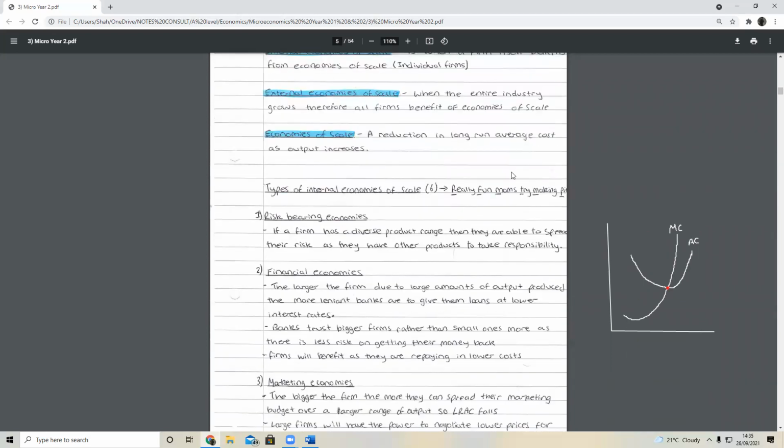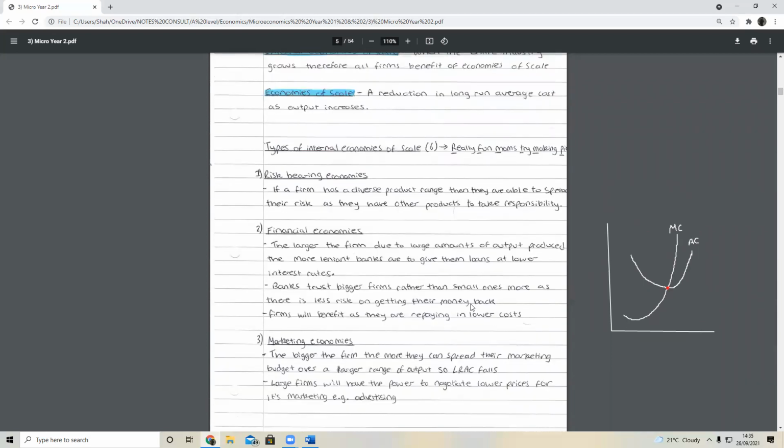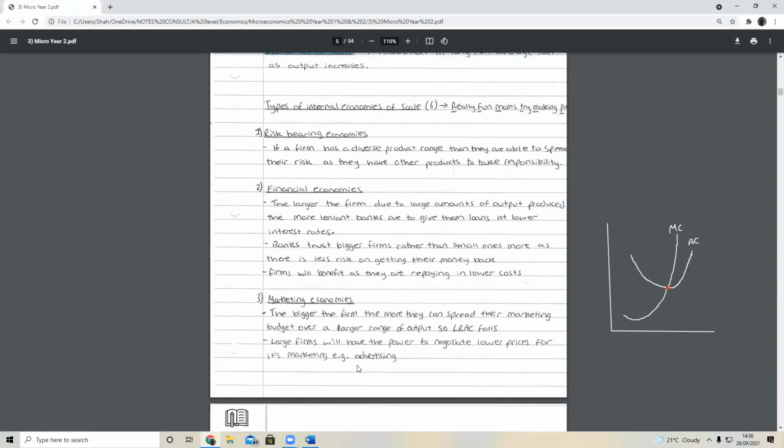Marketing EOS, so the M part, so moms. So the bigger the firm, the more they can spread their marketing budget over a large range of output, so LRAS falls. Also, the larger the firm, the more power they have to negotiate lower prices for its marketing, for example, advertising.